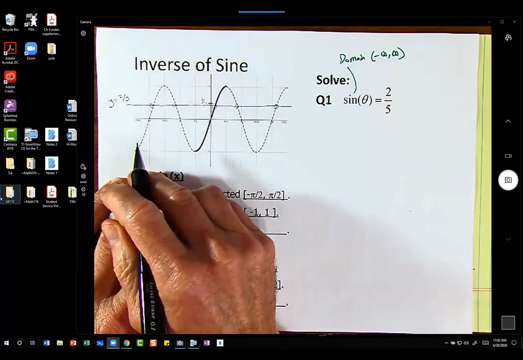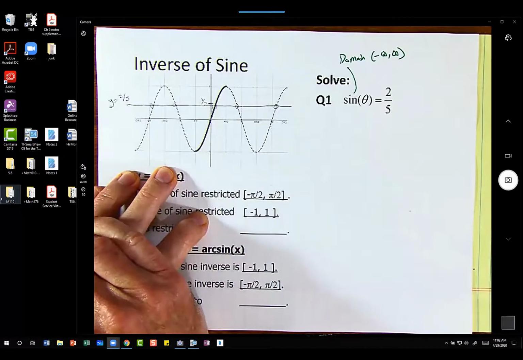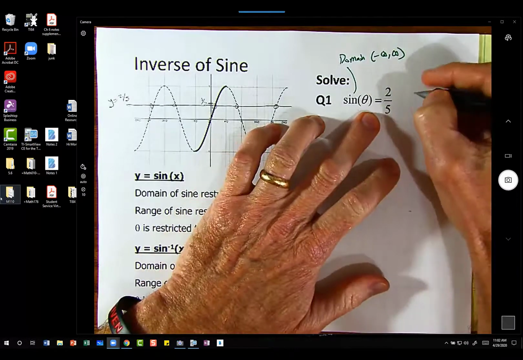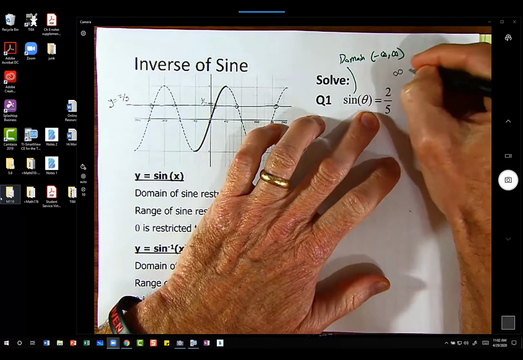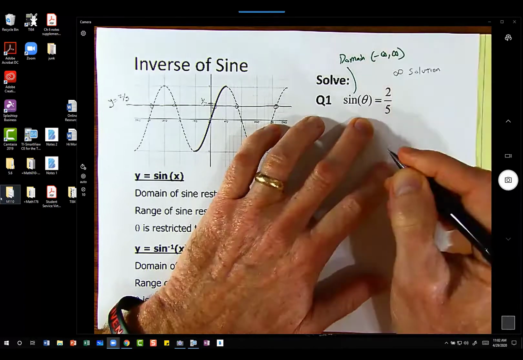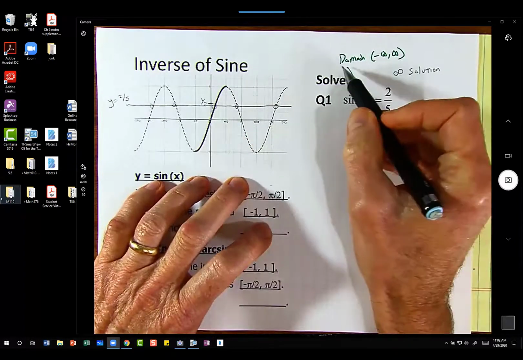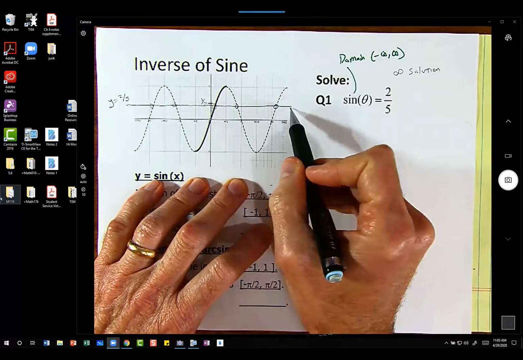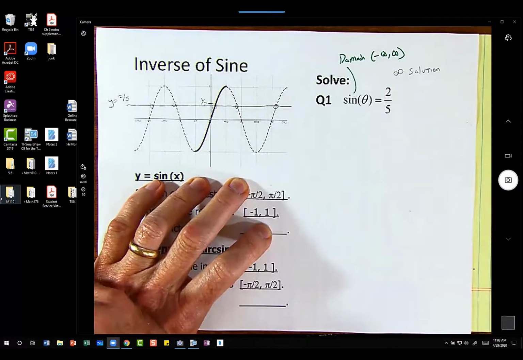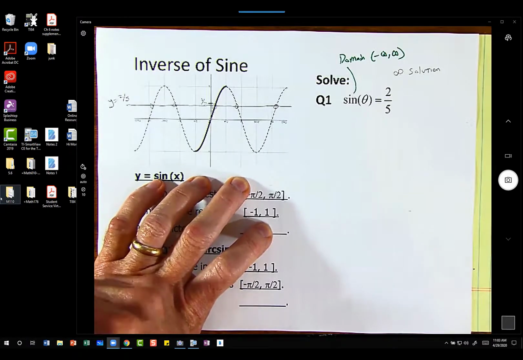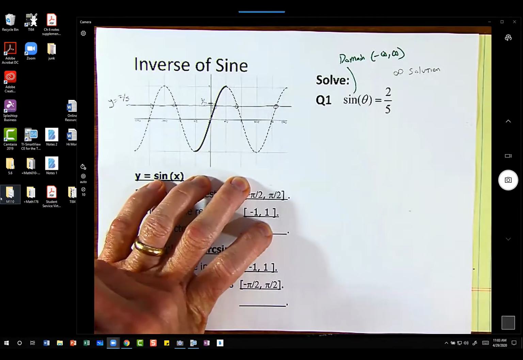But really, this has infinite answers. So technically, this equation has infinite solutions. Do you guys understand what I'm saying? Because if sine graphs forever, then this is going to cross infinite times. You with me? Yes. Okay, good. So thanks for your answering for everybody. I appreciate that.